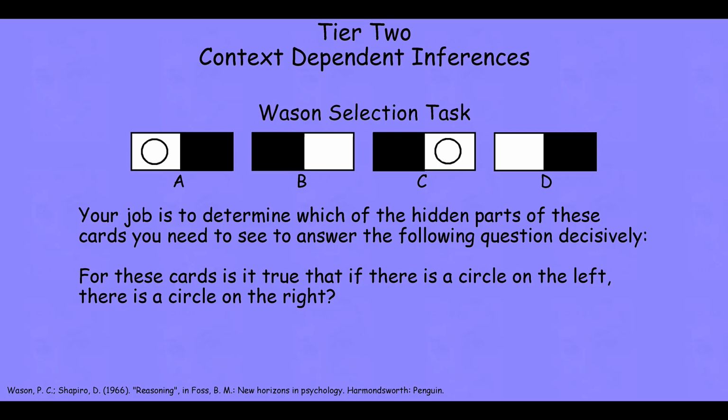What about card D? If there's a circle on the left, then there's a circle on the right. Well, there isn't a circle on the left, so it would be impossible for card D to violate the rule by having a circle on the left and not having a circle on the right. So the correct and complete answer to this Wason selection task is cards A and B, and only cards A and B.